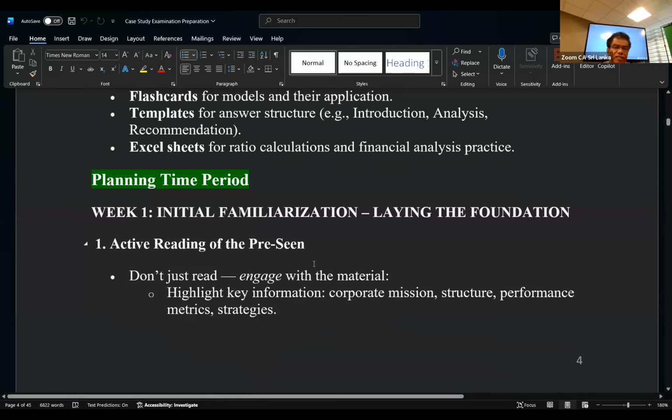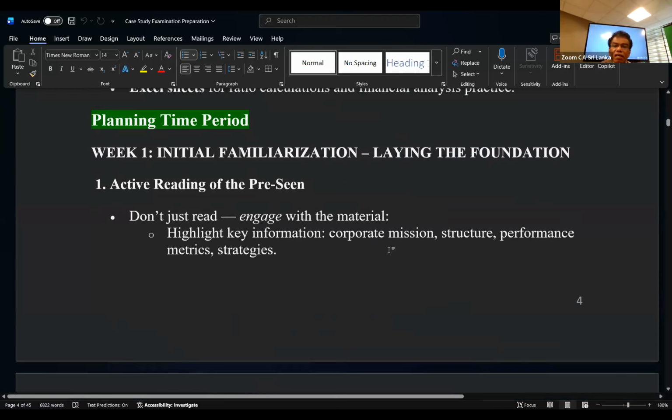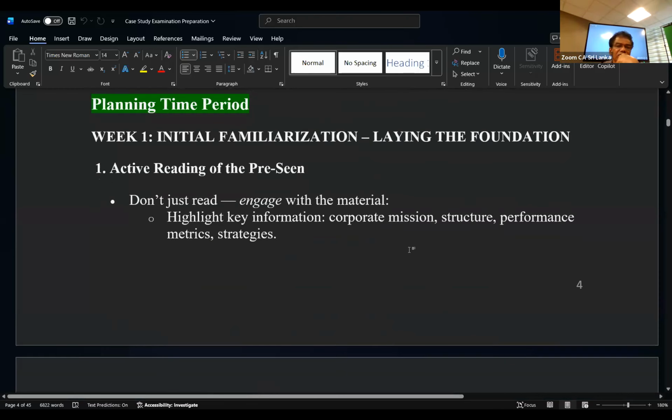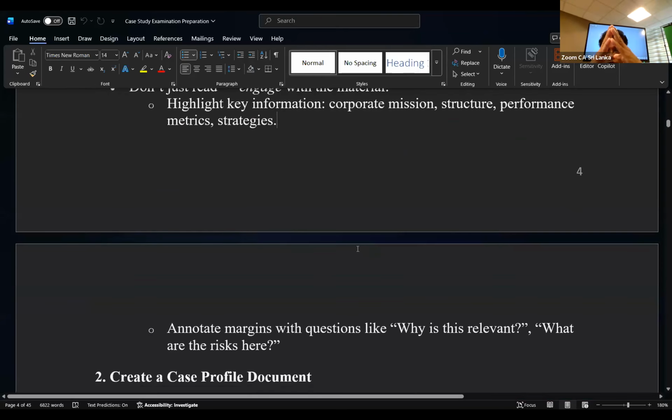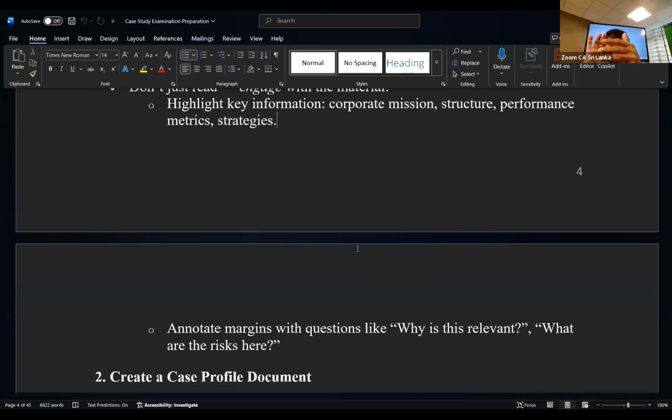Planning time period, week, initial familiarization, lay the foundation, and active reading for the pre-seen. Another thing, don't try to read the pre-seen at the exam. First read it and take only noted-down things and the highlighted areas, right?